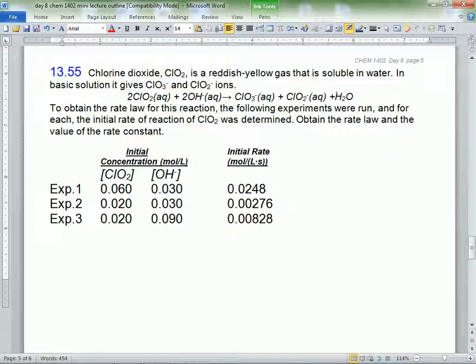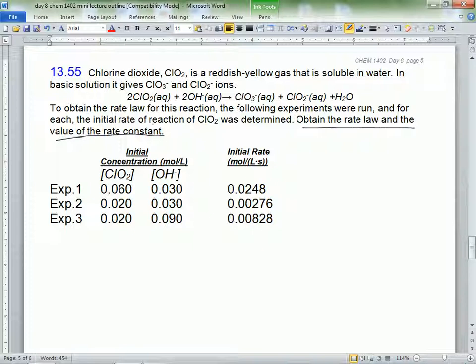Okay. This is where the rubber meets the road, I guess you'd say. So they give us a reaction, and they say obtain the rate law for the reaction. But not only do they want the rate law, they want a value for the rate constant too. So let's not worry about the rate constant. Believe me, that's going to be easy in the end. Let's just get the rate law.